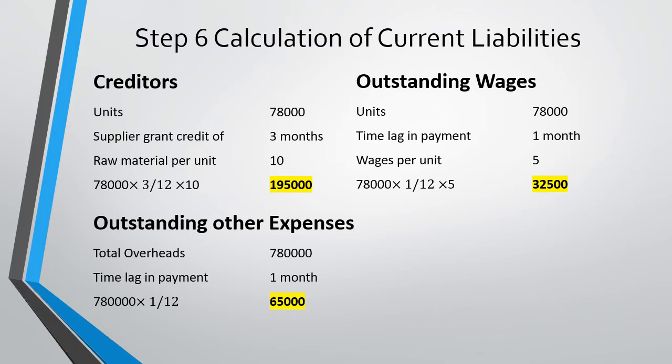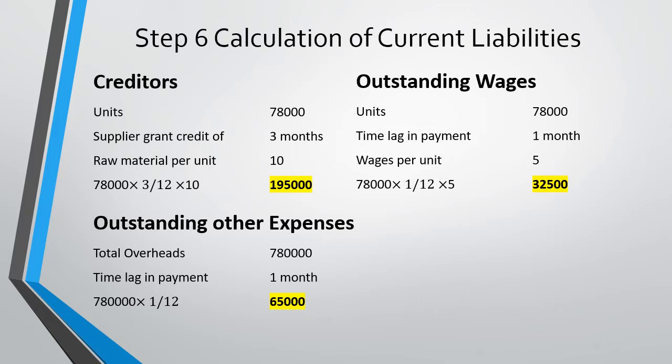Previously, we calculated current assets. Now we'll move on to the calculation of current liabilities. In current liabilities, first one we have creditors. Creditors, the unit produced by the organization, the new level it is 78,000. Suppliers grant a credit of 3 months. They are giving us a credit of 3 months. Raw material, we have to assume that we don't have any other creditors apart from we are purchasing only raw material. So that means raw material per unit price it is 10. So it is 78,000 into 3 divided by 12 into 10, we get 1,95,000.